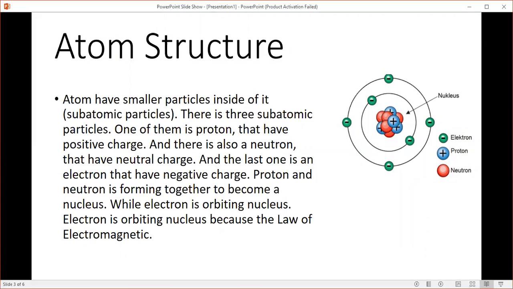Now we'll talk about atom structure. Atoms have smaller particles inside of them, which we can call subatomic particles. There are 3 subatomic particles. One of them is named proton, which has a positive charge. You see, there is a proton that has a plus symbol.